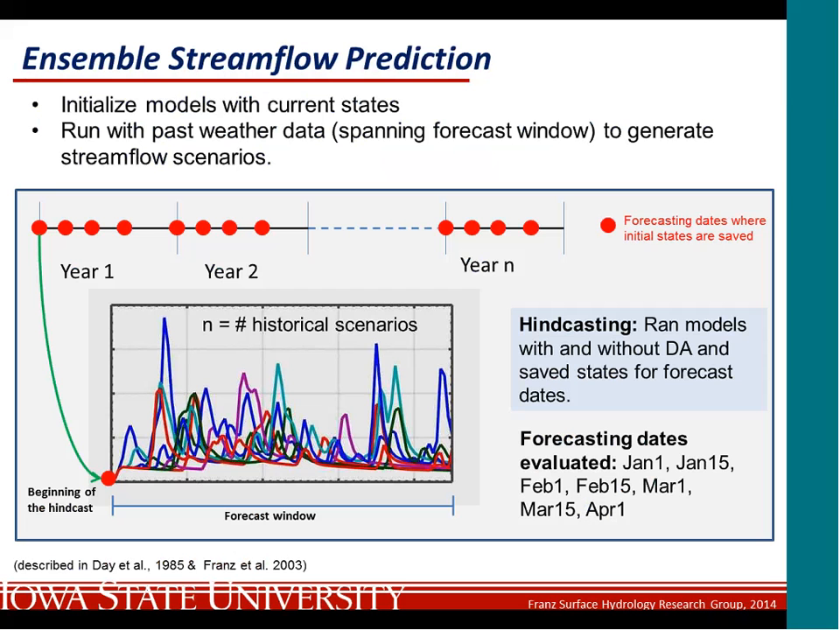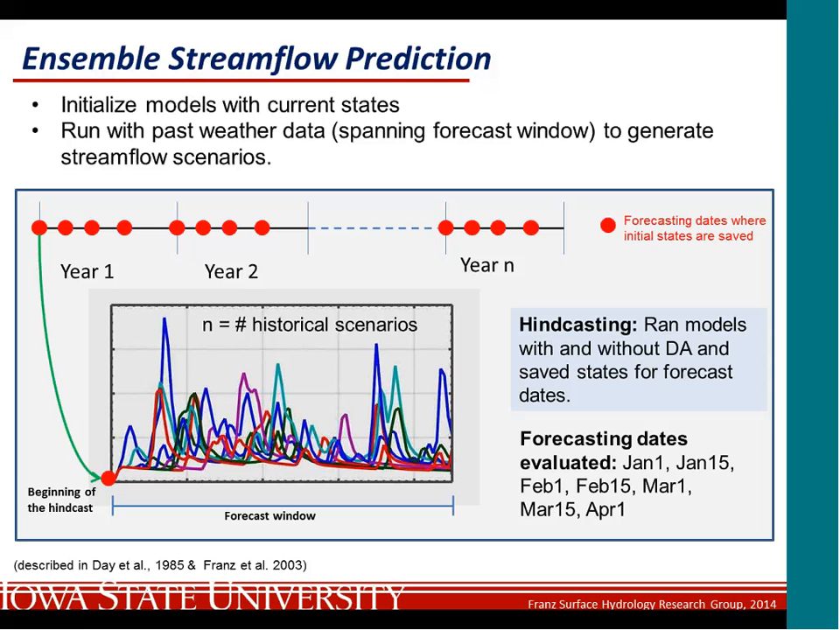The ensemble streamflow predictions that the National Weather Service produces are primarily based on climate. So what they do is initialize their models with the current states of the basin, either using recent model runs or maybe some data along with that. And then they run past weather data from the historical record that spans the forecast window. They do this for all the data in the record, and they produce this typical spaghetti plot that's shown up here. So when we're doing our analysis as researchers, we're trying to mimic the same process.